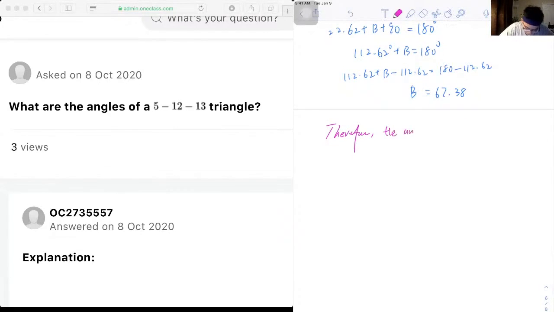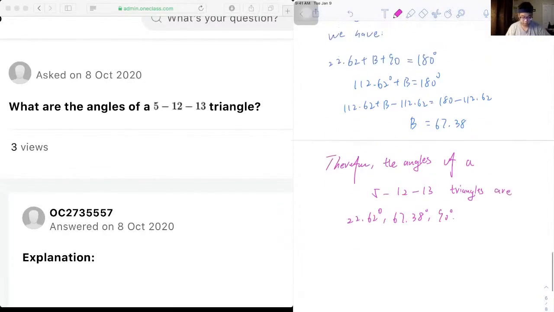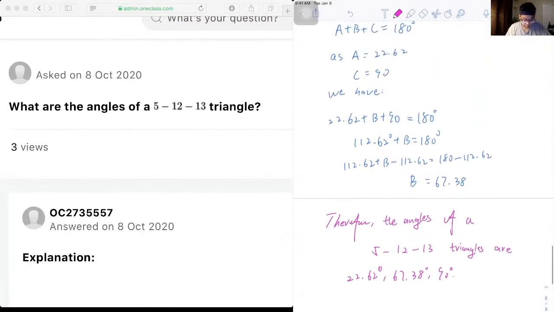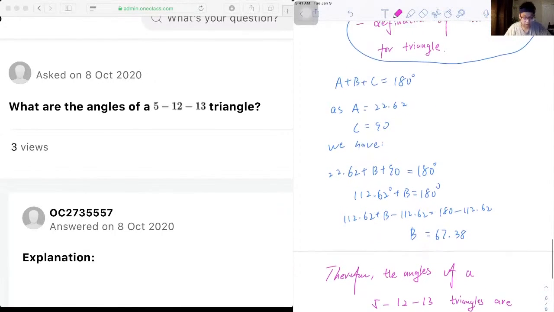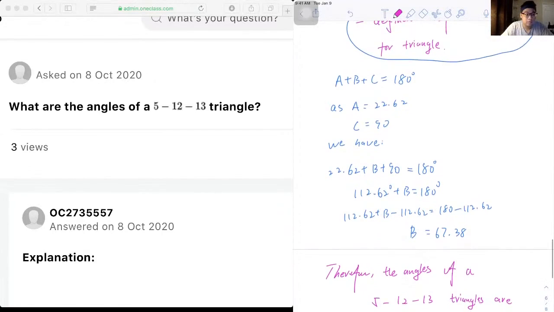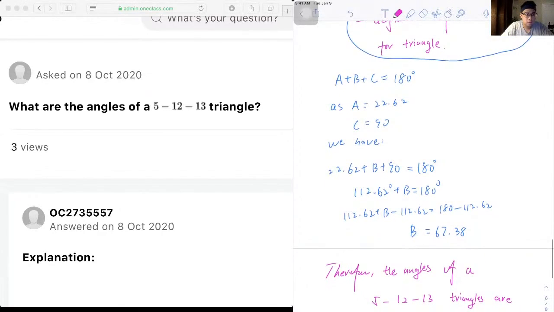Therefore, the angles of a 5, 12, 13 triangle are 22.62, 67.38 degrees, and 90 degrees. Okay, so I think that's all we got for this question.